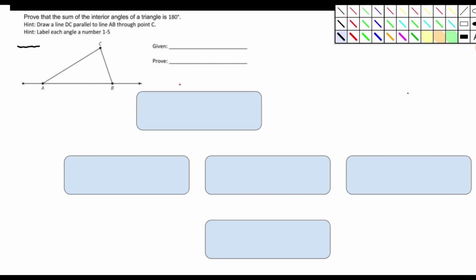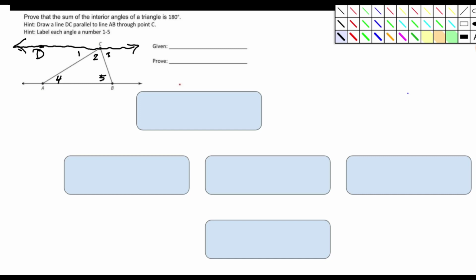So I need to draw a line. This is going to be as best as possible. So there's a parallel line. Perfect. All right, and I'm going to call this point D. There we go. That's line DC. Now, the next thing it tells us, to make our life a lot easier, is to number some of these angles. I'm going to number this 1, 2, 3, 4, and 5. So we have angles 1, 2, 3, 4, and 5.